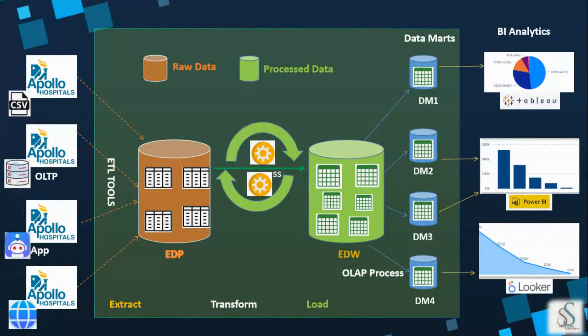The third branch is using an application to create appointments, or to maintain outpatient files. All this they are doing with some app, and we are getting the data from the application. And the fourth branch is using a website to maintain their data.